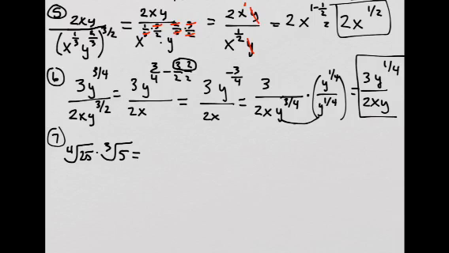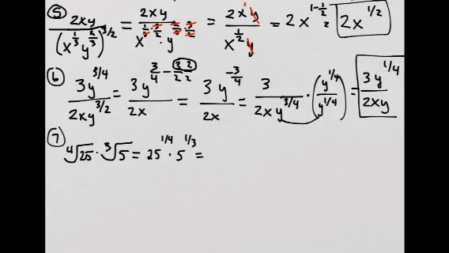Alright, so number 7, the first thing I'm going to do is change it from radical to rational exponent. So this is going to be 25 to the 1/4 times 5 to the 1/3. Now remember, I cannot add these exponents because I've got 25 and 5, right? They're not the same base. So I've got to figure out a way to get the same base.